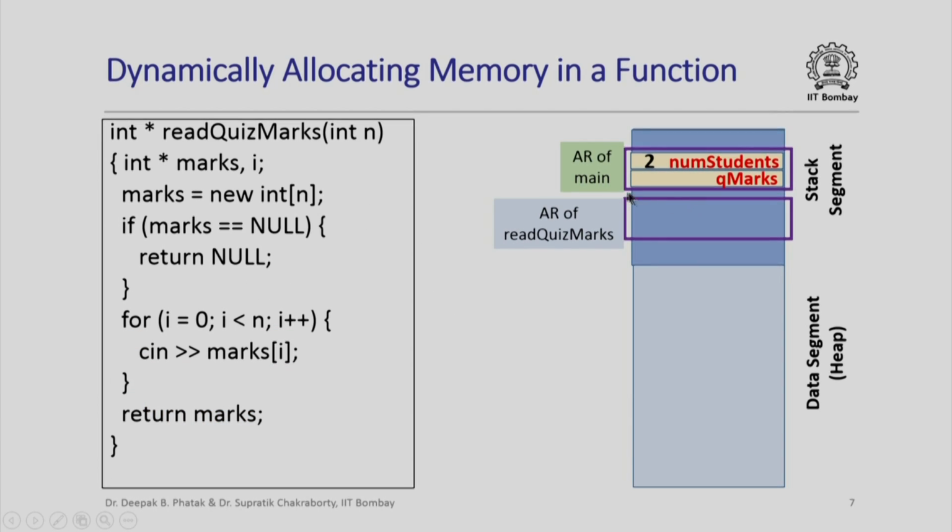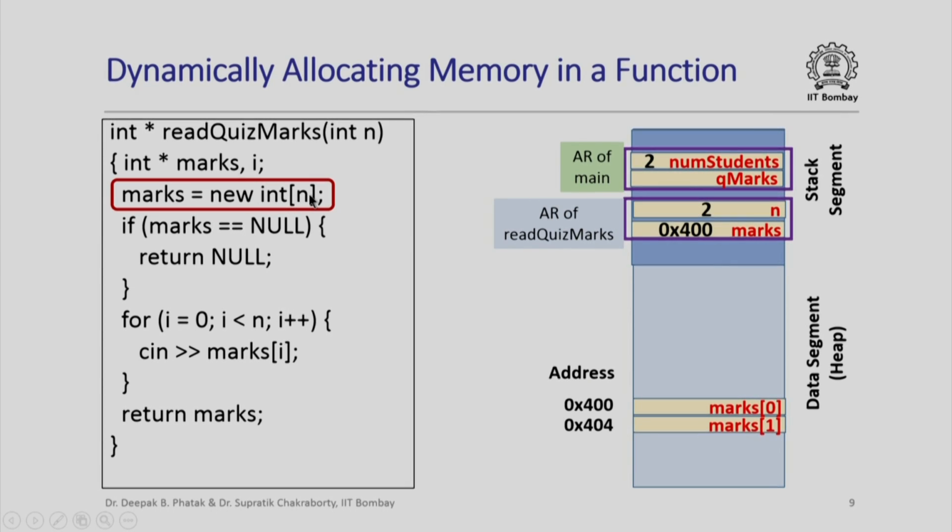So when I call read quiz marks, an activation record for read quiz marks will be pushed into the call stack in the stack segment. For the time being, let us assume that the stack is growing this way from the top to the bottom here. So this is the bottom of the stack and this is pushed on top of the stack. And in the activation record of read quiz marks, I will have space for the formal parameter n, which of course has the value 2, that is the value of num students. I also have space for marks, and I should also have space for I, but I have not shown that here just to keep the diagram simple.